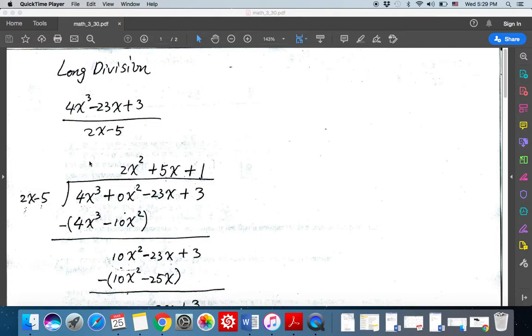So we're going to list all terms in the dividend in decreasing order for variable x. If there is a missing order, we're going to put down 0x as a placeholder, as I have done here for the quadratic term.